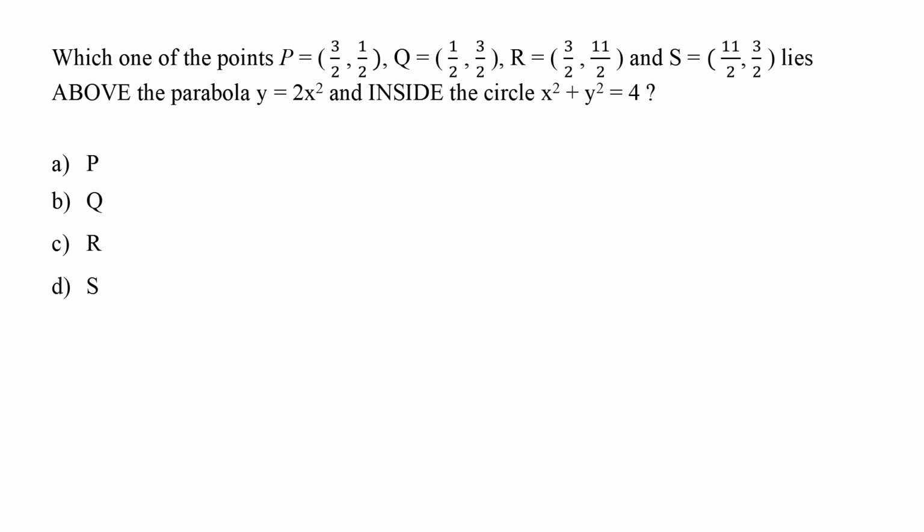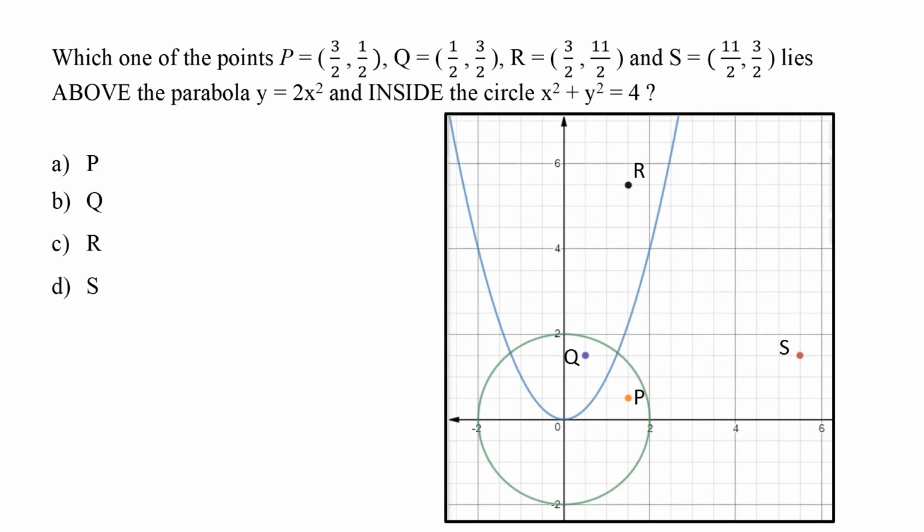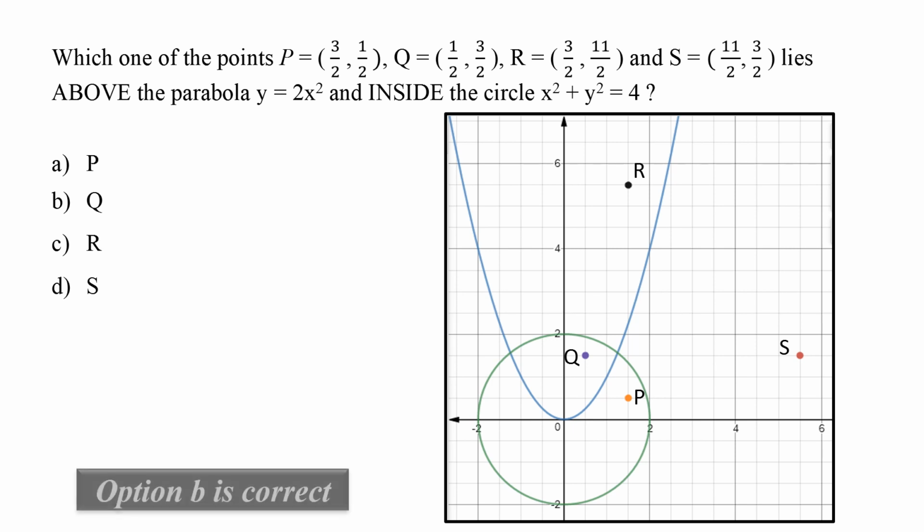Which of the following points P, Q, R and S lie above the parabola y = 2x² and inside the circle x² + y² = 4? So simply draw this parabola and the circle and plot the points on the graph, and you will find that it is the point Q (1/2, 3/2) that lies above the parabola and inside the circle. So option B will be correct. Moving on.